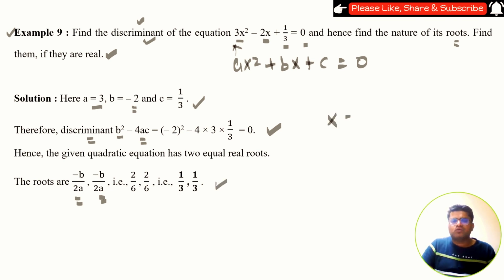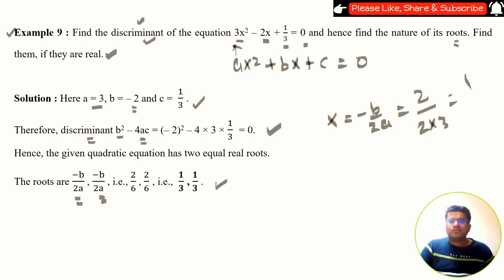Then you can find the value of x. x is equal to how much? Minus b by 2a. What is the value of b here? b is minus 2, so minus b is 2 plus 2, and 2 multiplied by 3, this comes to 1 by 3. It means we can find two equal roots from this given equation. I hope you understand these solutions.